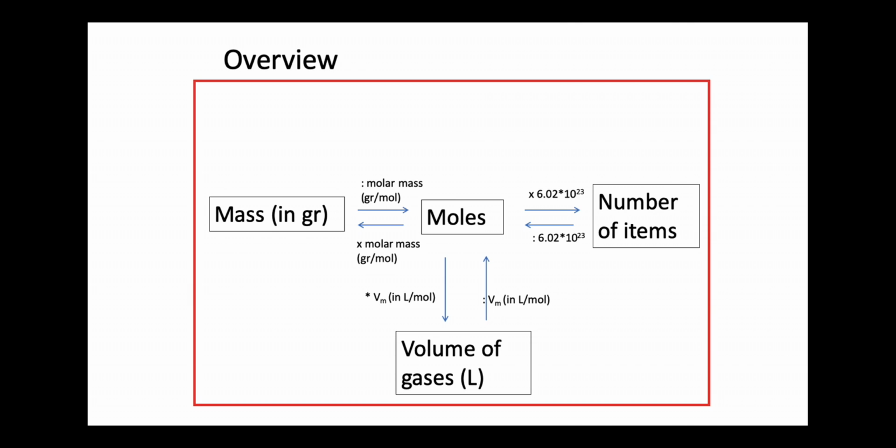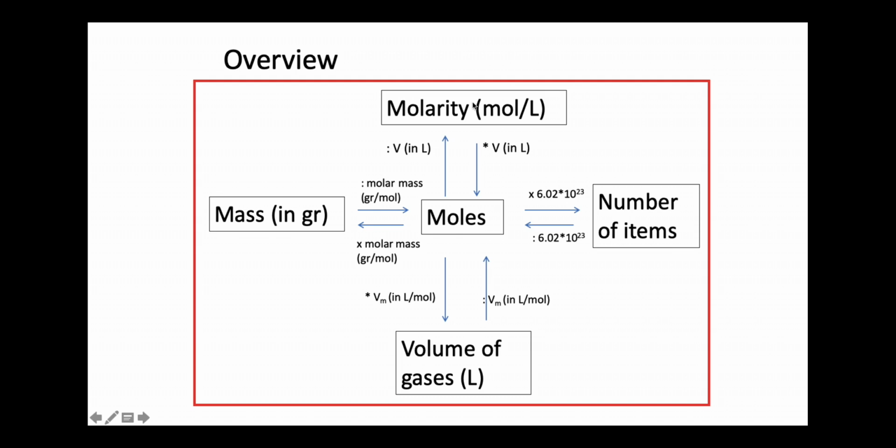Moles in the center. From moles to grams, I multiply with the molar mass. And from mass back to moles, I divide. And the lower part here is only for gases. On the right-hand side, you have the number of items, so the Avogadro number you see in the middle. And we added molarity. So from moles to molarity, we divide by the volume. From molarity to moles, we multiply with the volume, both in liters.